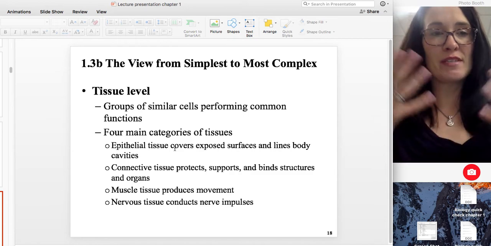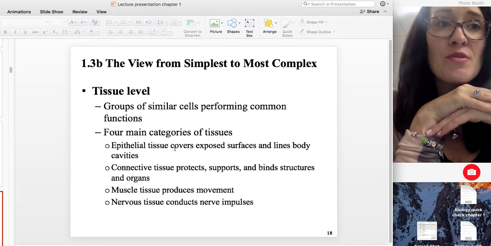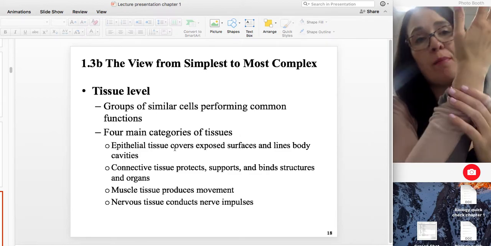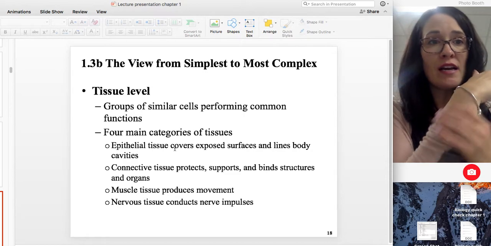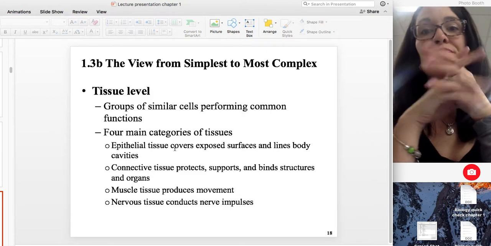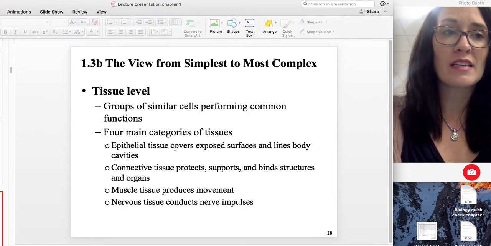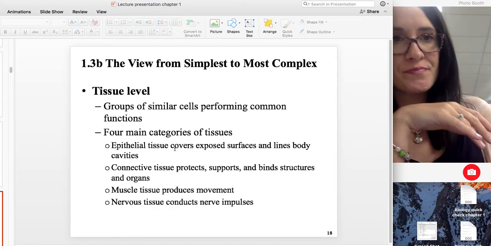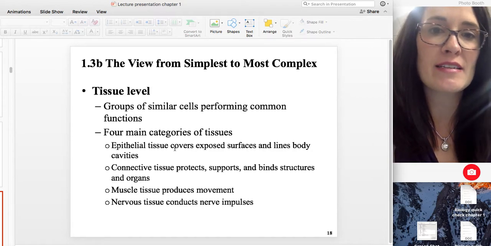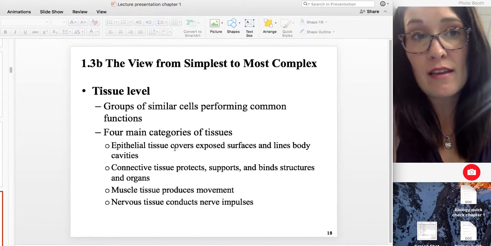And then cells make up tissues. Remember, I said there were 4 main categories of tissues. A tissue is just a group of similar cells that perform a common function. Epithelial tissue, my skin, protects you. It also lines the organs. Connective tissue is the most diverse. It protects, supports, and binds. Your bones are connective tissue, so they support your body. Muscle tissue, self-explanatory, allows movement. And nervous tissue, very specialized, is designed to carry nerve impulses for communication.